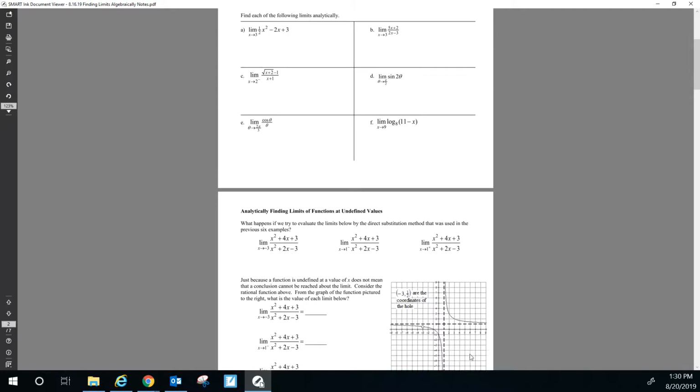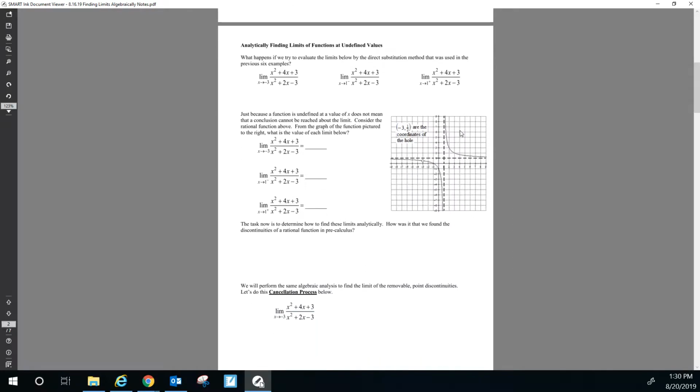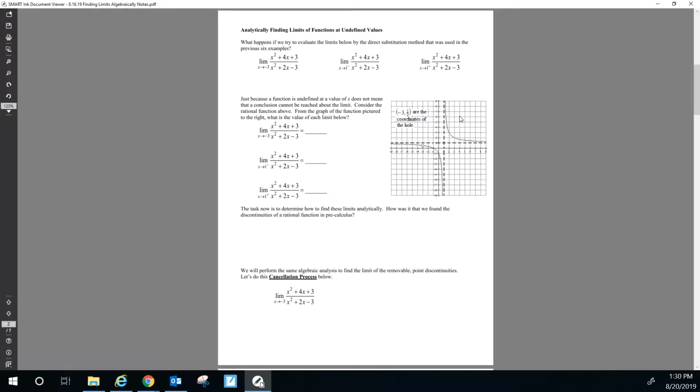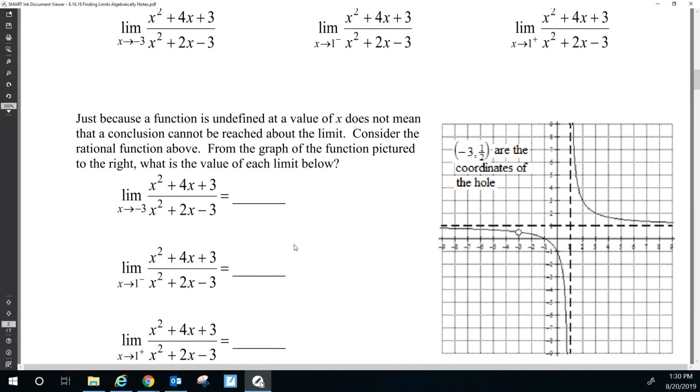Here are the notes that we did on August 20th, Tuesday, in class. So you can take better notes if you weren't following along in class.